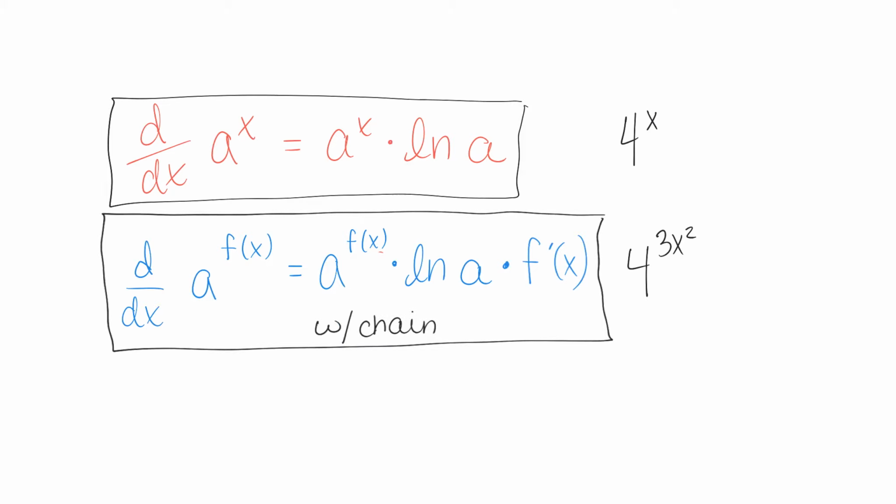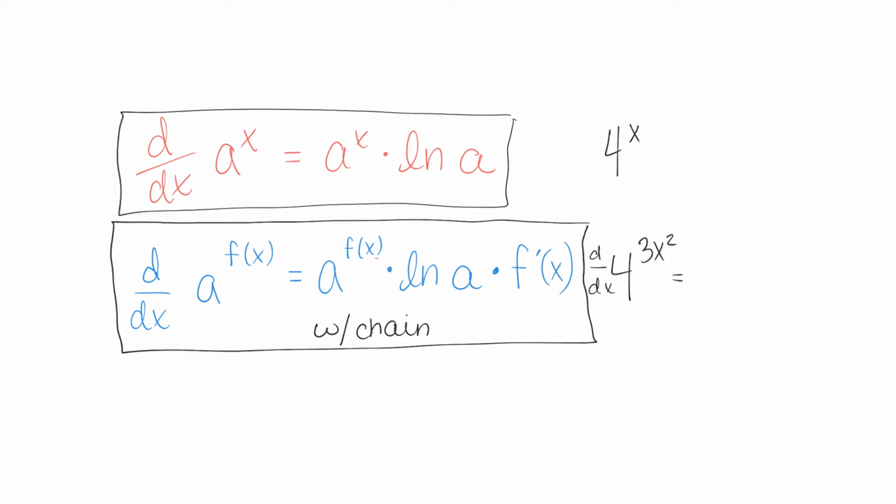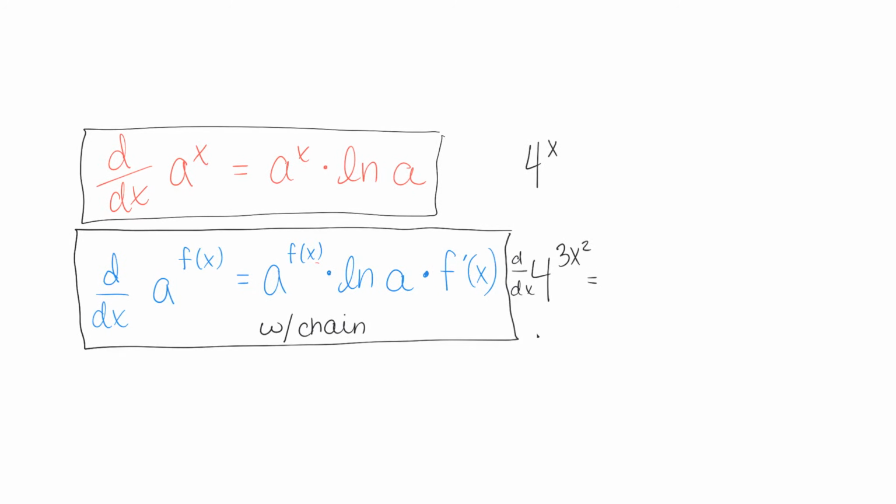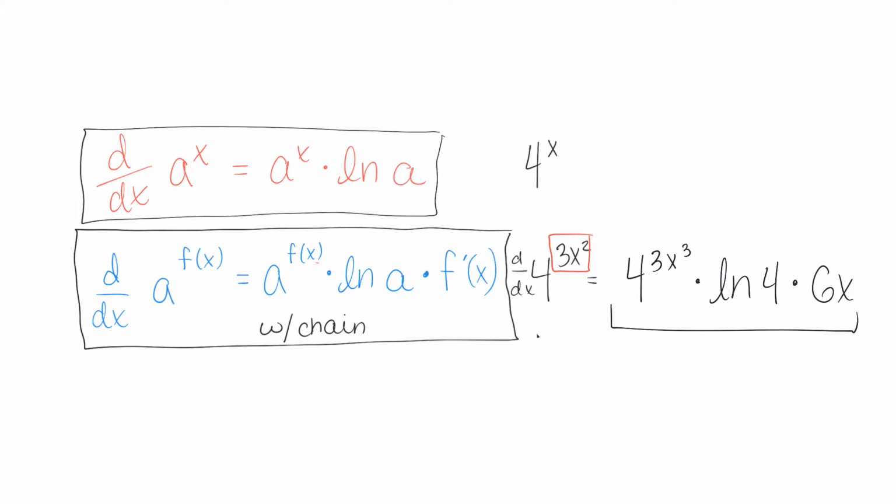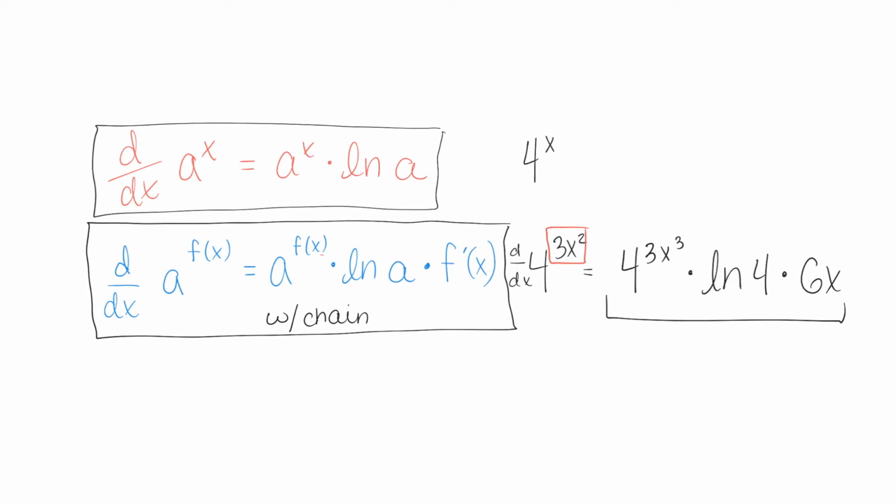Okay, so back over here, if I've got 4 to the 3x squared, the derivative of that is going to be a to the x, which is 4 to the 3x squared, times the natural log of 4, times the derivative of 3x squared, which is 6x. And that's your derivative. Not so bad. Should we try a couple more of those?